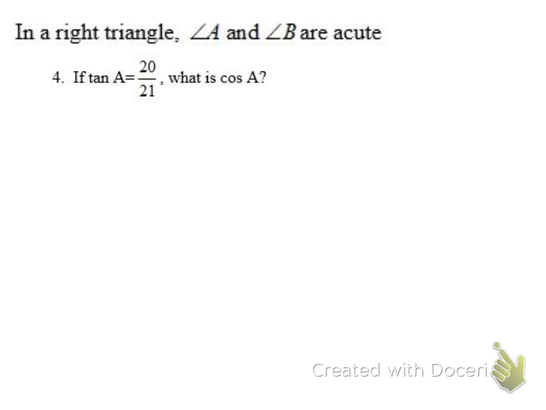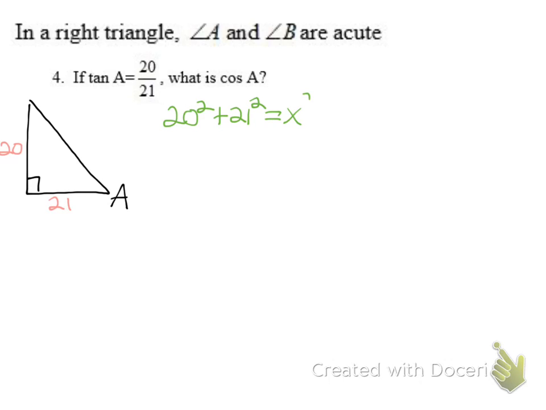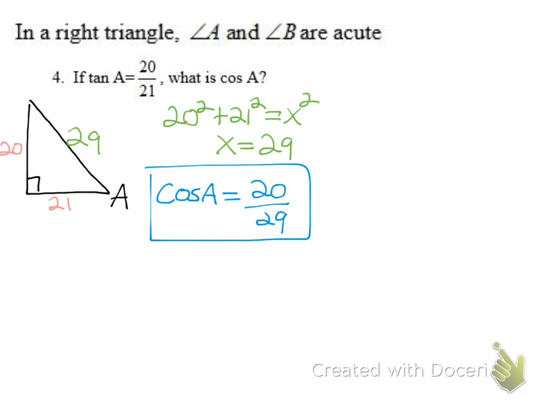Okay, let's see how you did. Did you draw your triangle like this? Did you do the Pythagorean theorem like this? Once you get x, it's pretty easy. Cosine of A is simply adjacent over hypotenuse, which in this case is 20 over 29. Go ahead and correct your work if you need to. And again, if you have any questions, make sure to ask tomorrow in class.